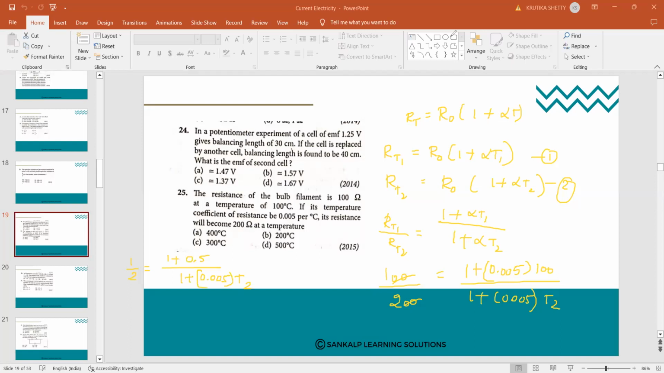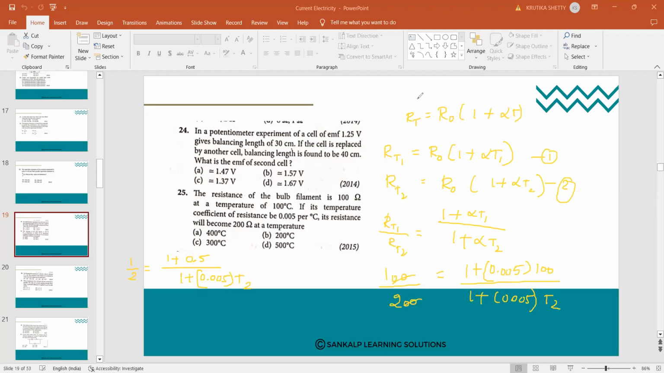So further step, will you continue? Option A should come. A is the answer. Yes, simplify the further steps, students.